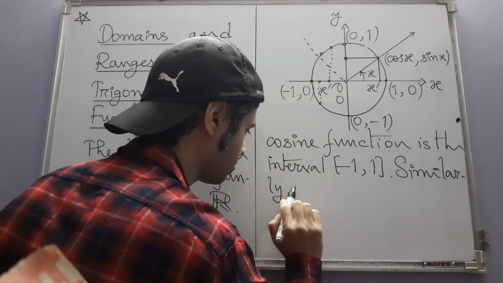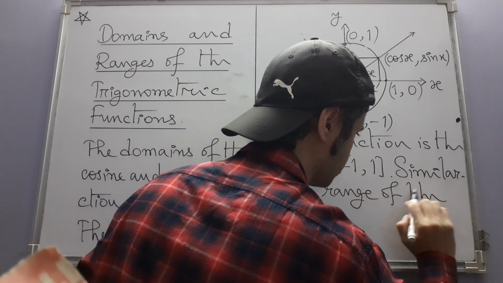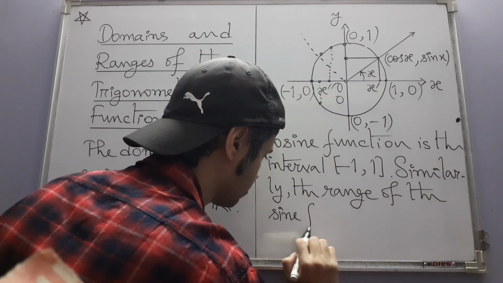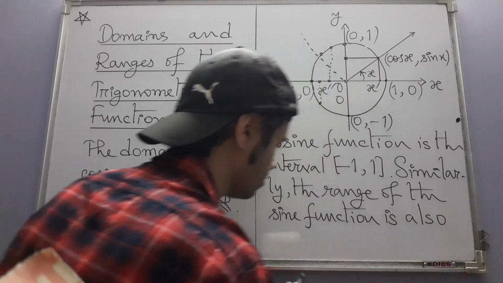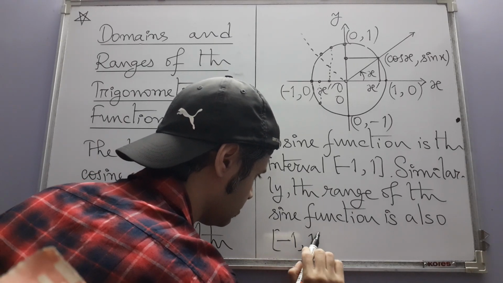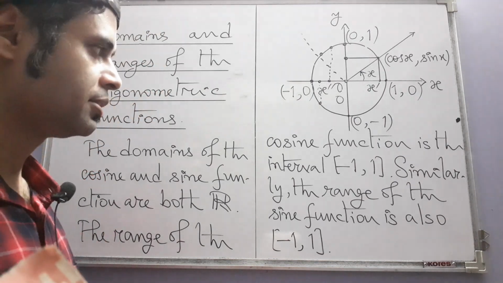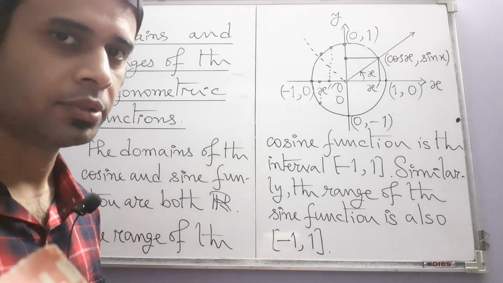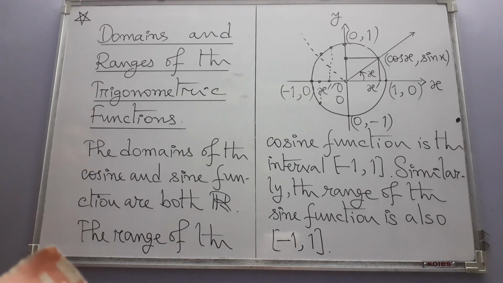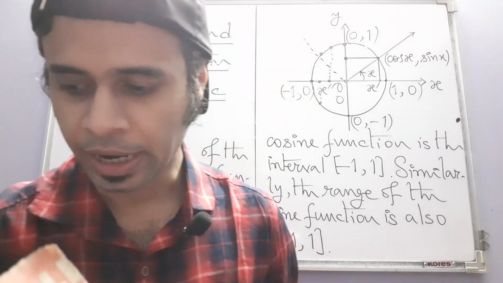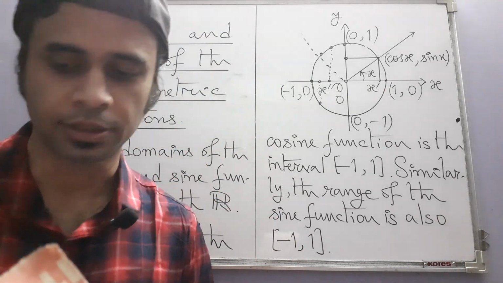And that is why, by a similar argument, the range of the sine function is also the same, closed interval -1, 1. That means they both have the same domain and the same range, but still they are not the same function, however. That we already know. Okay. So having seen the domain and range of these functions, let us now also see the graphs of these functions.